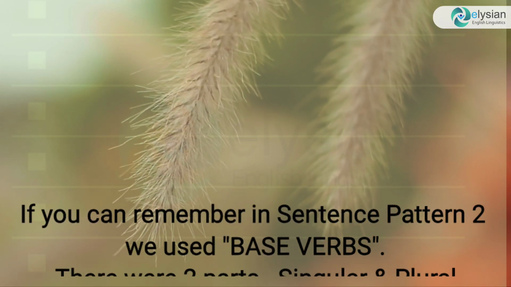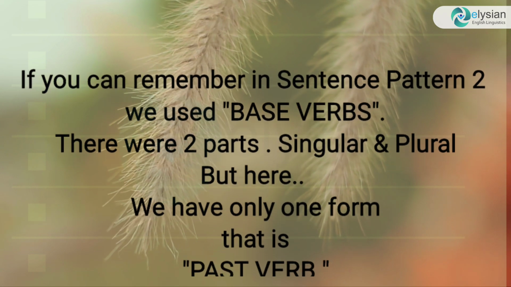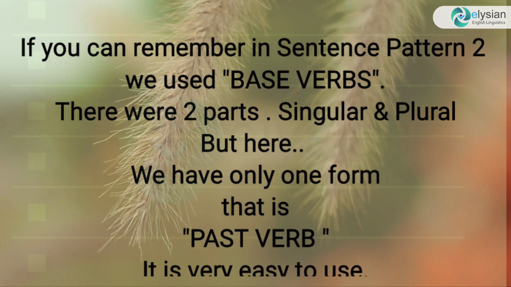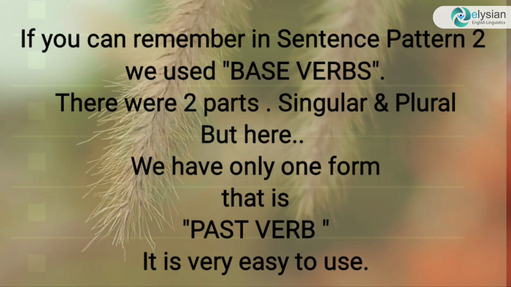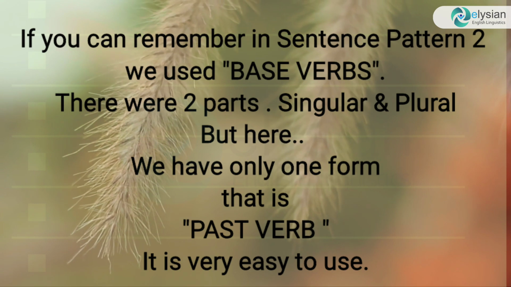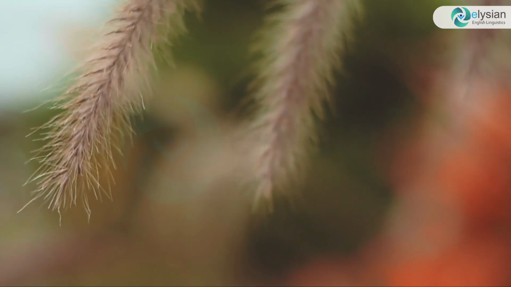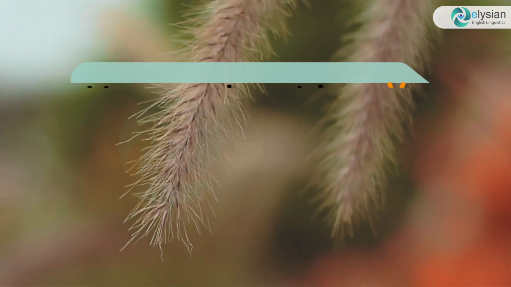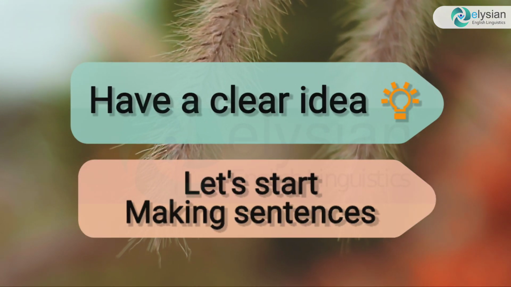If you can remember, in sentence pattern 2, we use base verbs. When we use base verbs, there were two parts, singular and plural. But here, we have only one form, that is past verb. It is very easy to use. Now we have a clear idea, so we can start making sentences.